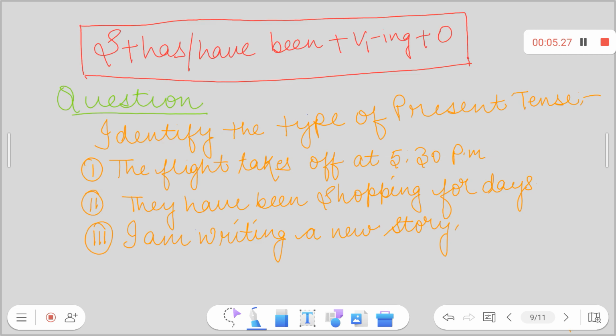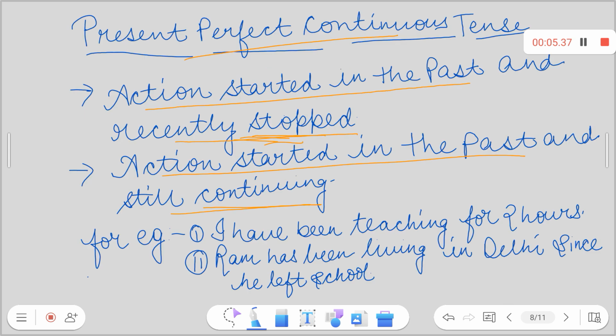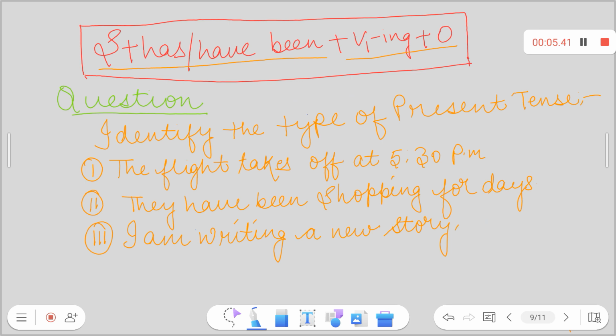Next comes the structure of it. The structure is subject plus has, have plus been plus V1 ing plus object. This is the structure for it. Now I guess I've given some questions. So I think all of you have understood this topic. So based on it, I've given very simple questions.